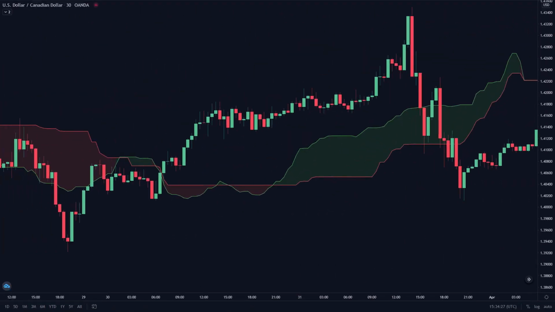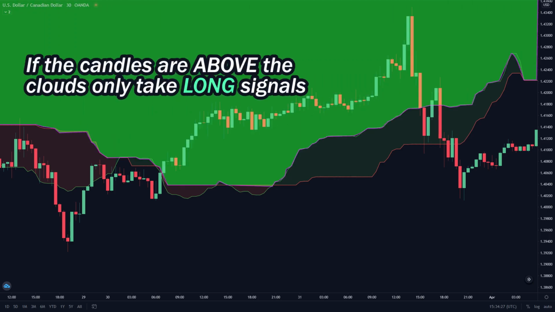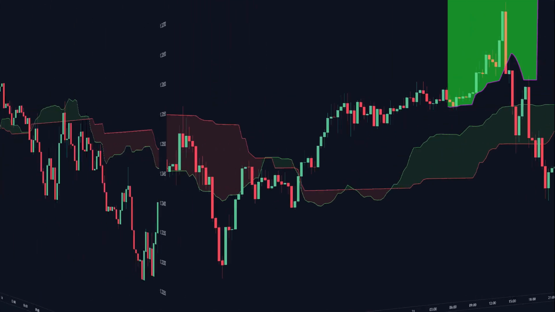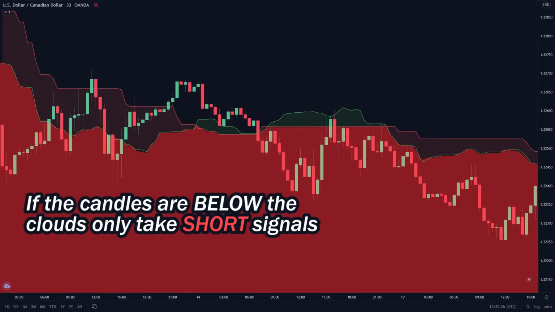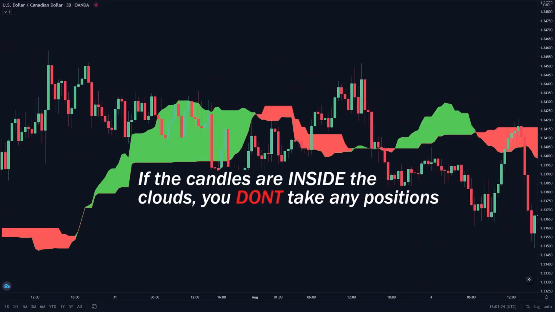The Kumo Cloud has a couple of rules. If the candle is above the cloud, you only take long signals. And if a candle is below the cloud, you only take short signals. And if the candles are inside the cloud, you don't take any positions.